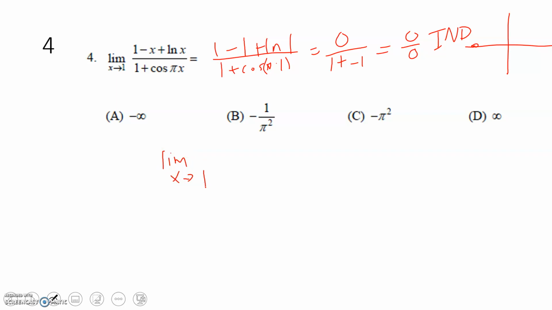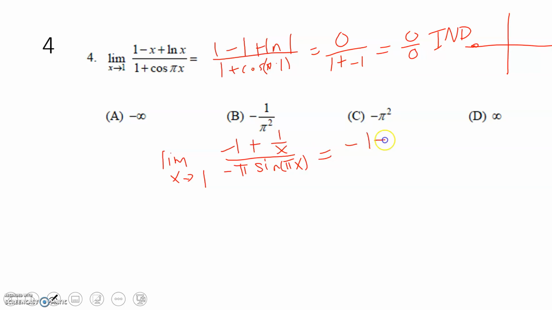So the derivative of 1 is 0. The derivative of negative x is negative 1. The derivative of ln of x is 1 over x. On the denominator, the derivative of 1 is 0. The derivative of cosine of pi x is negative pi sine of pi x, following our chain rule. Now we can simply direct substitute.